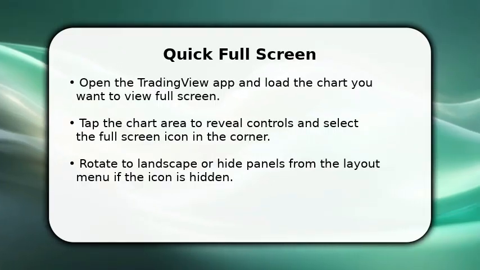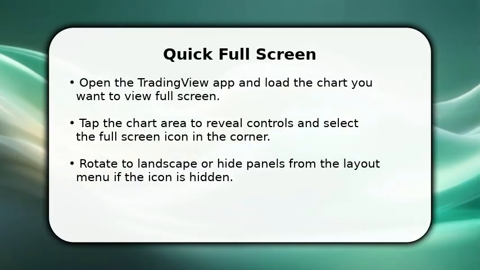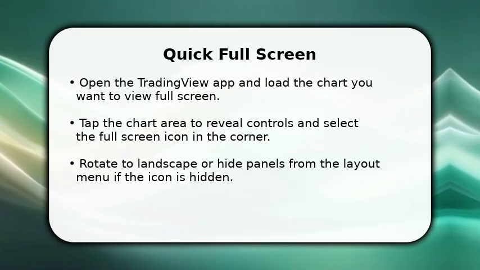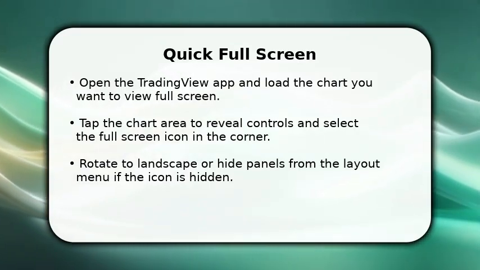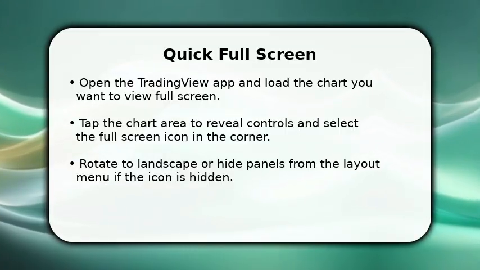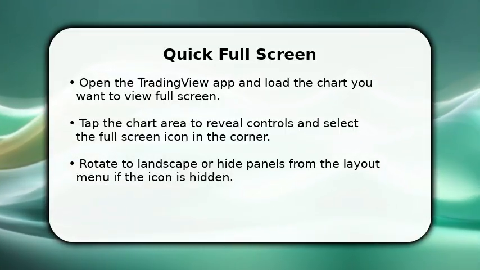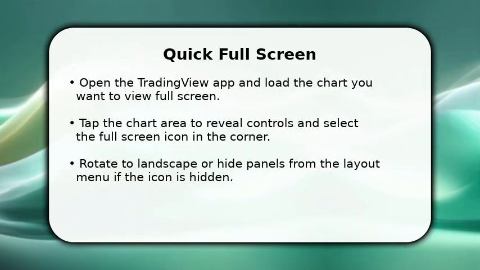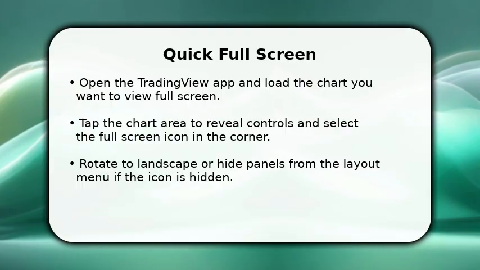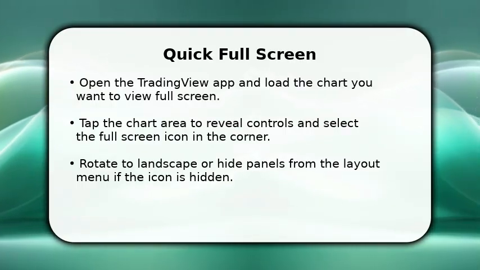In this video, I will show how to make TradingView full screen in Mobile Easy method. Open the TradingView app and load your chart, then tap the chart area to reveal controls and tap the full screen icon in the top right. If you don't see it, rotate to Landscape or Hide panels via the Layout menu. This method works on both Android and iOS and keeps your indicators intact for fast analysis.